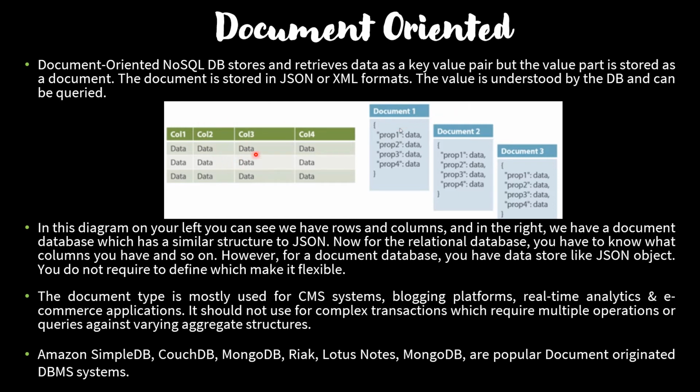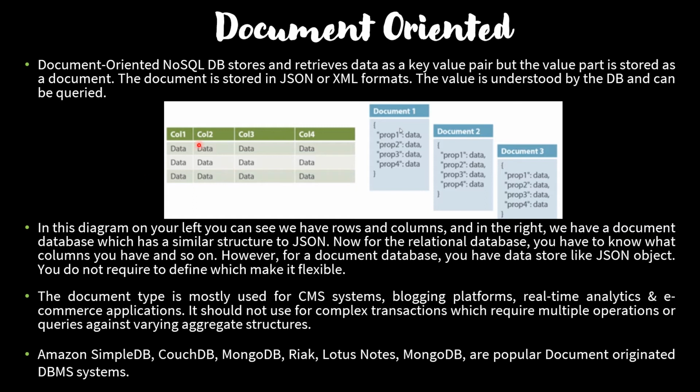In this diagram, on your left, you can see we have rows and columns, and on the right we have documents. For a relational database, you have to know what columns you have and so on. However, for a document database, you have data stored like a JSON object. You do not need to define it, which makes it flexible. So this is a very flexible database.